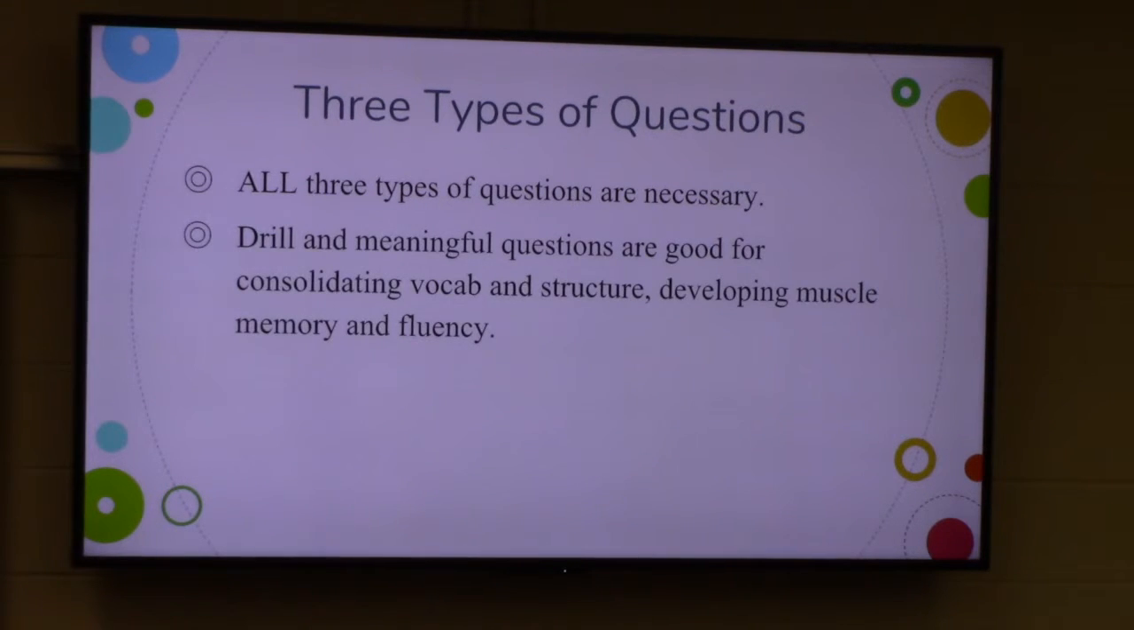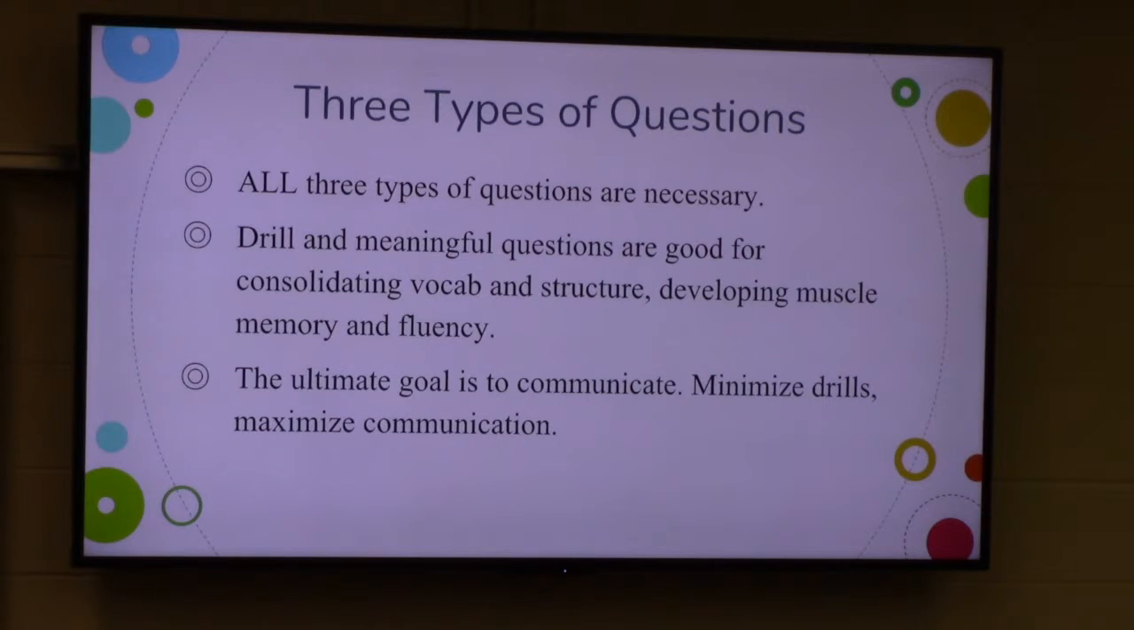Same thing for the meaningful questions. So they are good for consolidating vocabulary and structure and developing muscle memory. Because muscle memory gives you that fluency that you want, spontaneous and immediate response. You don't want to ask a question and your student may be thinking, right? So those two types of questions are necessary practice.